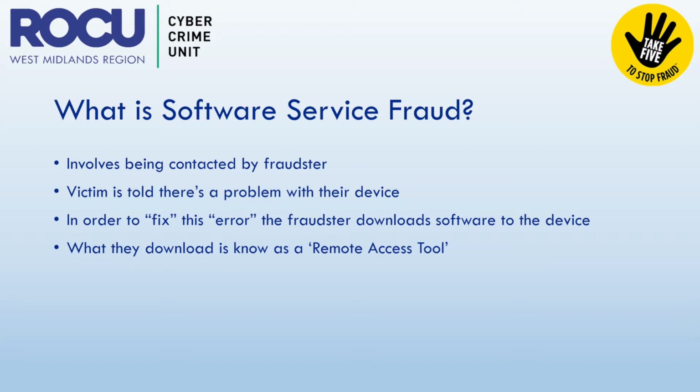Software service fraud can occur in a variety of ways, but mainly it involves the victim being contacted by the fraudster. This can be through a phone call, an SMS text, or an email. The fraudster will then tell the victim they have a problem with their device or the software on their device. They can make this even more convincing by taking control of the device and displaying error messages. From here, the fraudster will download special software to fix this false error. This special software will be a remote access tool.